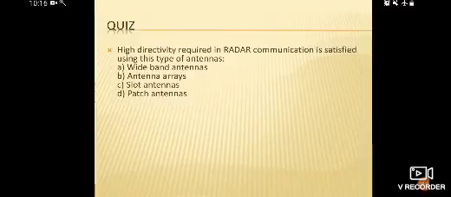High directivity required in radar communication is satisfied by which type of antenna: wideband antennas, antenna arrays, slot antennas, or patch antennas? What is the answer? That is antenna arrays. That is the combination of antenna elements grouped together to have a high directivity. So in order to get high directivity in our radar communications, the type of antenna used is antenna arrays.